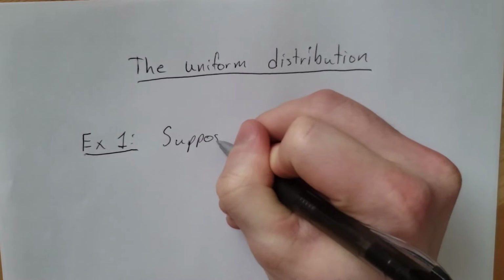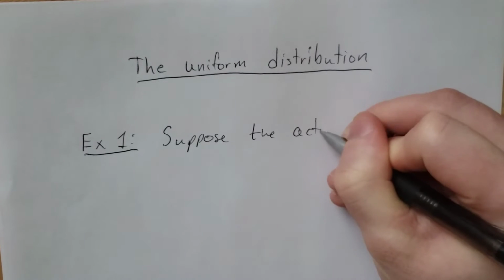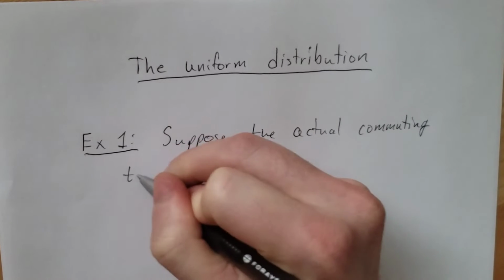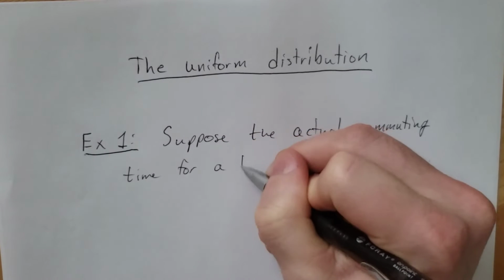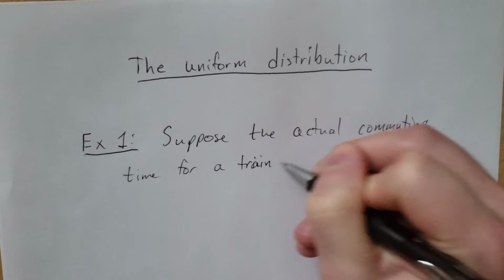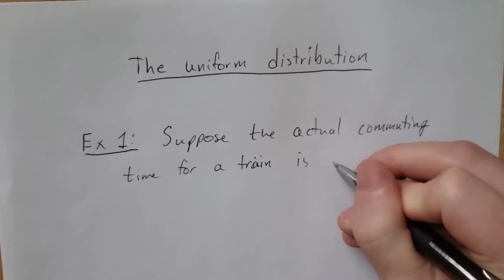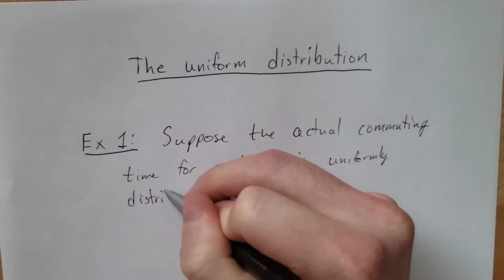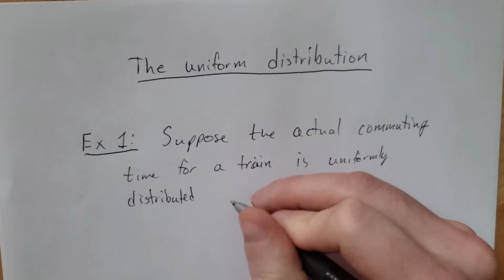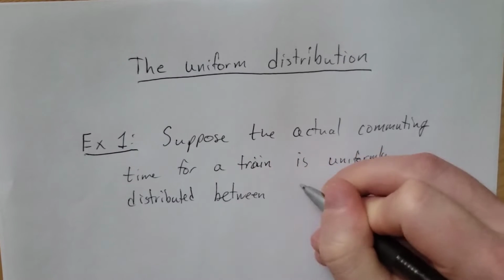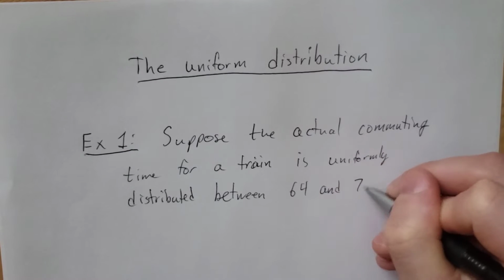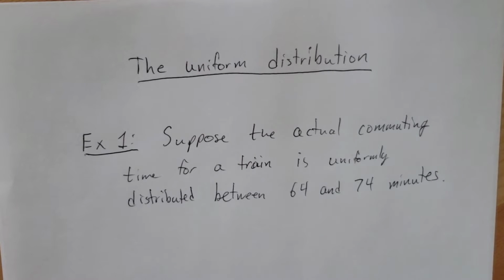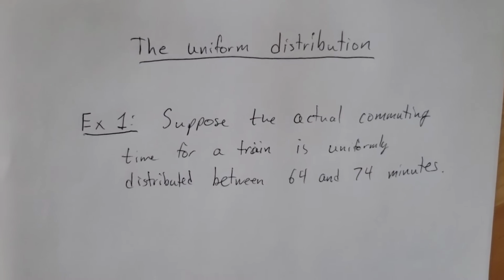So let's suppose the actual commuting time for a train is uniformly distributed between 64 and 74 minutes. Well, let's actually draw the picture for what that means.